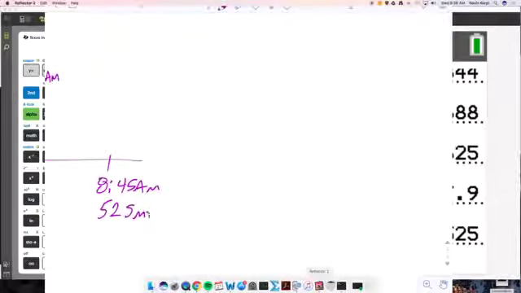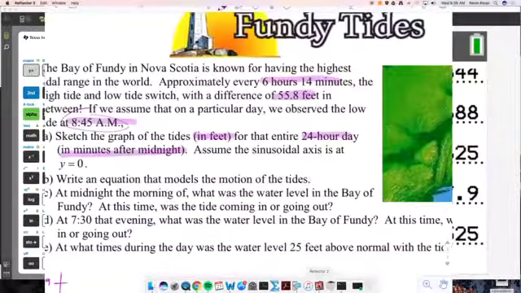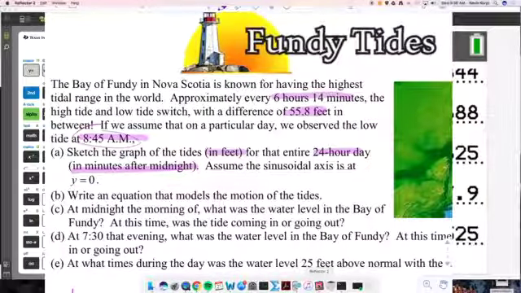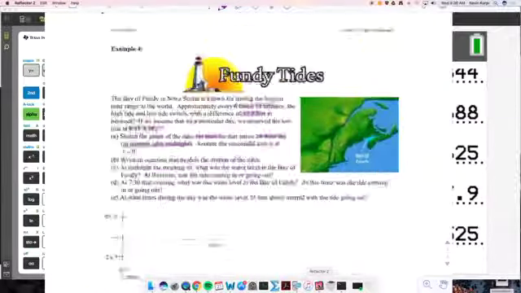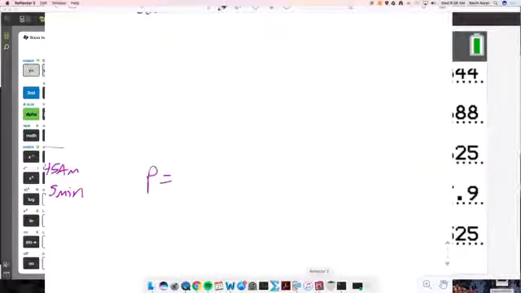Do we know what the period is? Is 6 hours 14 minutes the period? 24 hours is the period? Well, let's see. Every 6 hours 14 minutes, the high and the low tide switch, so it goes from high to low. So that's a half of the period, right? So times 2 is the full period. So the full period is 12 hours, 28 minutes.